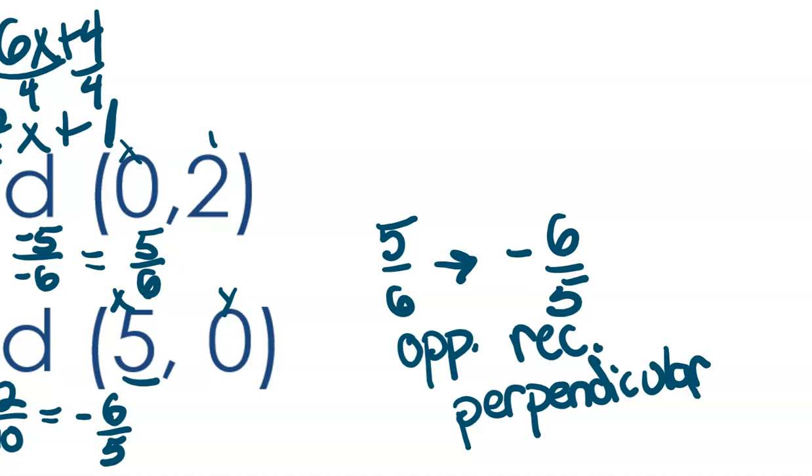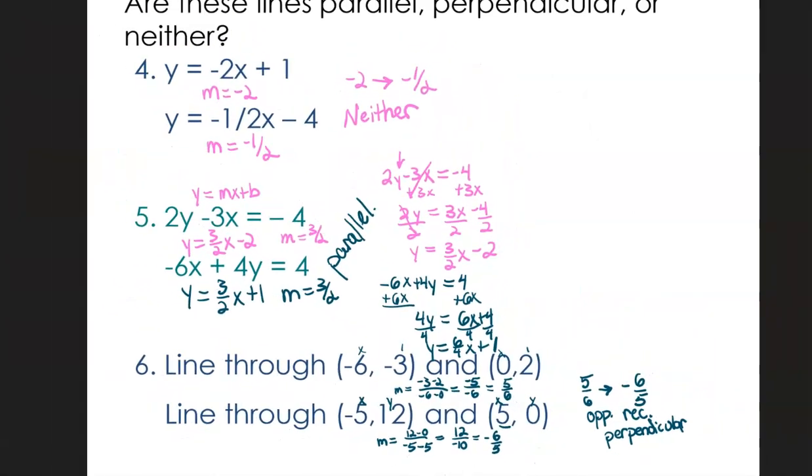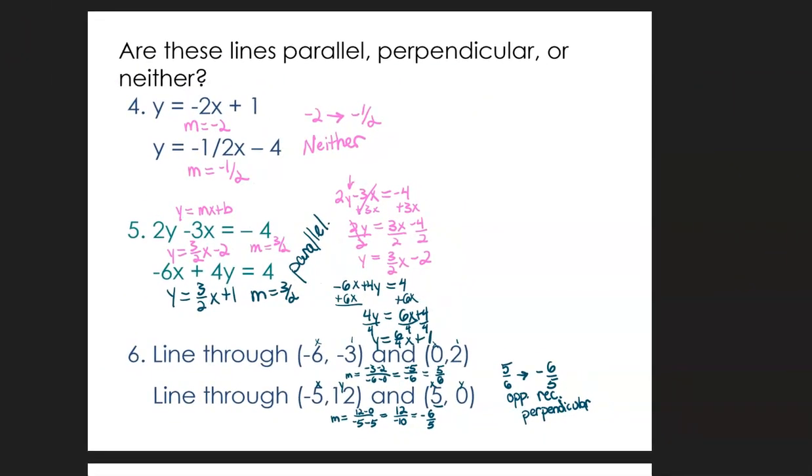Alright, so there's some good examples of how we can tell if lines are parallel, perpendicular, or neither, based off of information given about the lines.